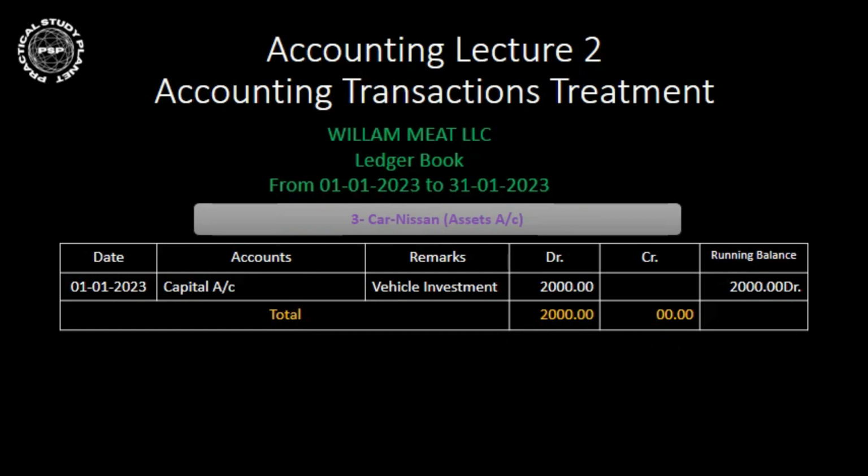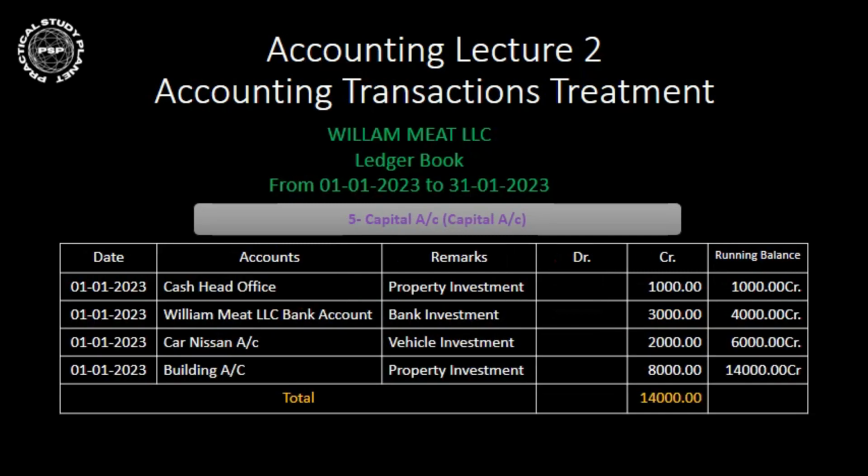The 3rd account is the car Nissan. There is no change in the car, so the capital account is the opposite account of the car, and it will be prepared like that. If any depreciation is there, we will first make journal entries for the depreciation, then transfer from the journal to here. In the same way for the building, there is only the capital, so no depreciation treatment is there, so the balance will remain the same, 8000.